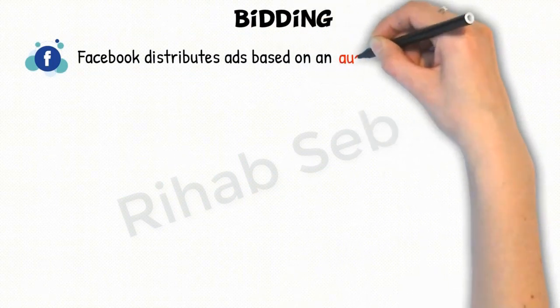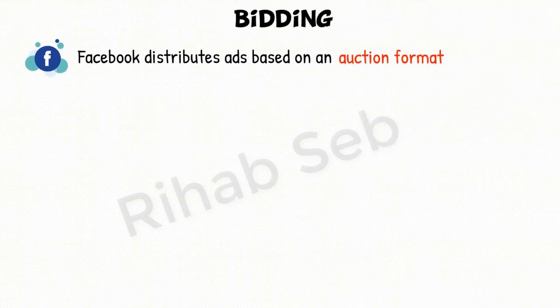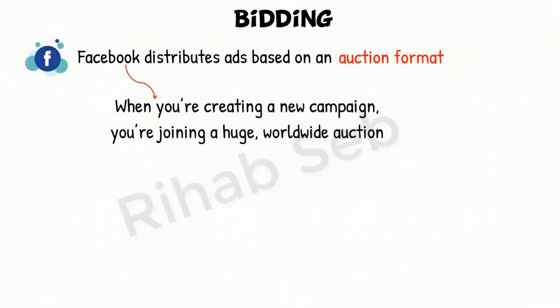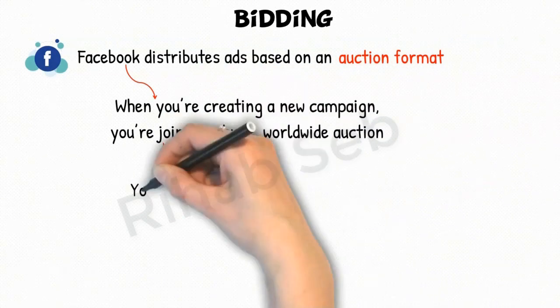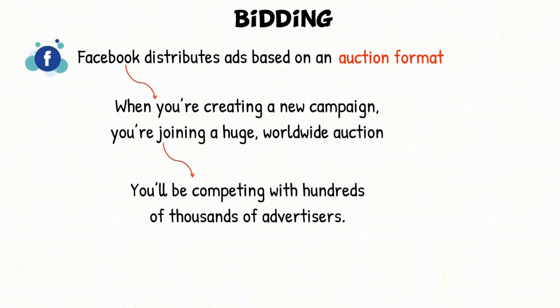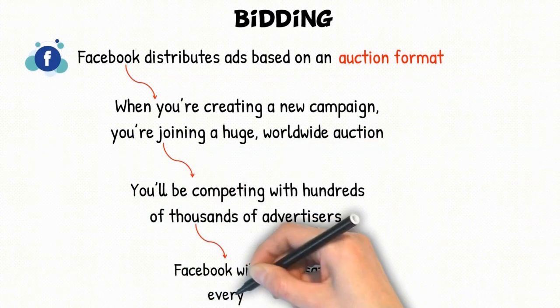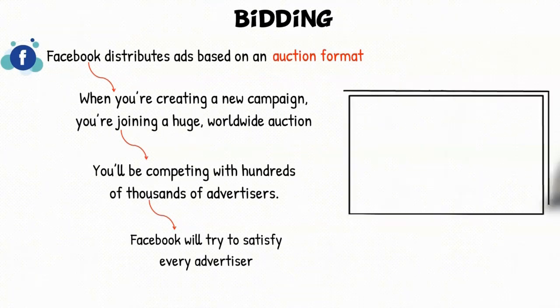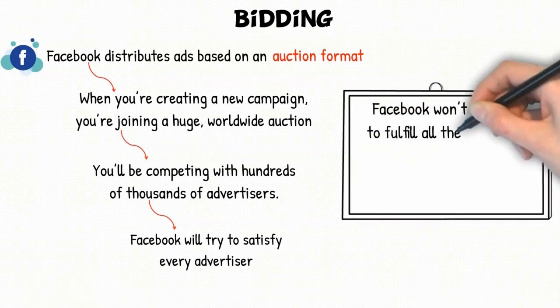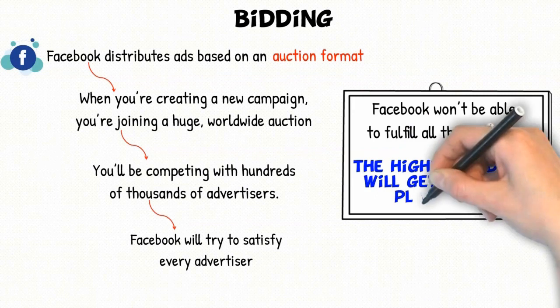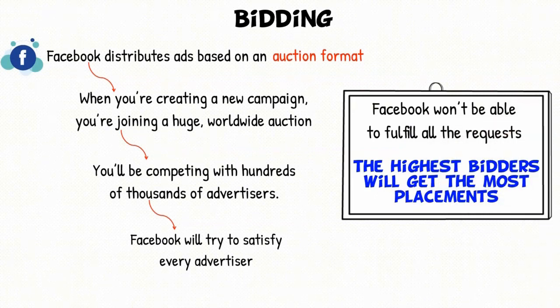Let's talk more about bidding. Facebook distributes ads based on an auction format. When you are creating a new campaign, you are joining a huge worldwide auction. You will be competing with hundreds of thousands of advertisers. Facebook will try to satisfy every advertiser. The space for advertisement is limited. Sometimes Facebook won't be able to fulfill all the requests. When this happens, the highest bidders will get the most placements.